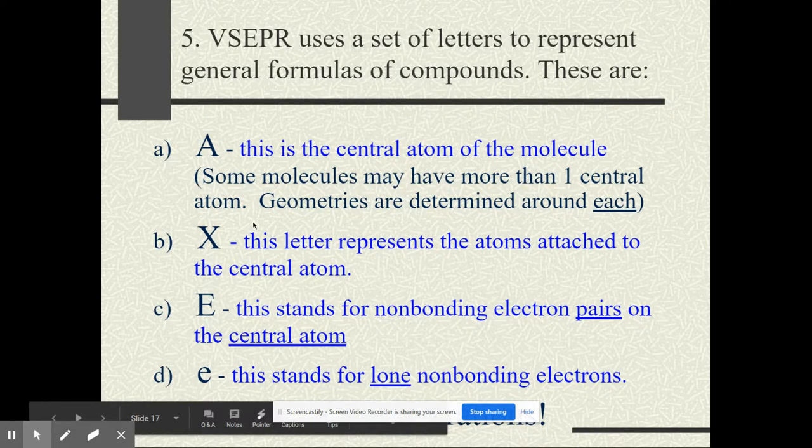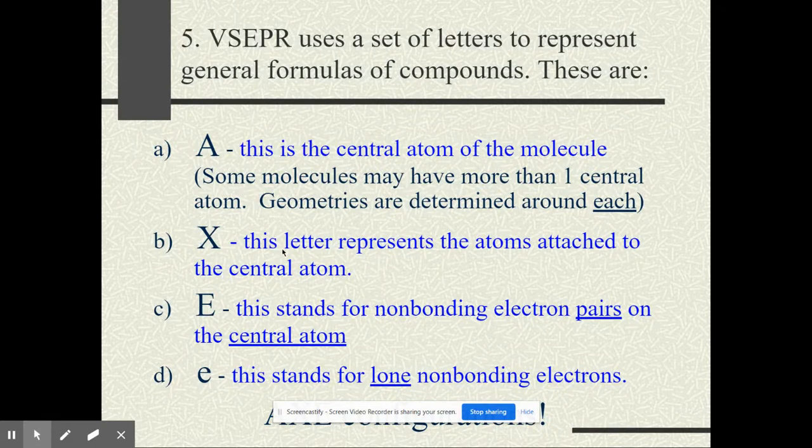Hey guys, I just want to review the AXE configuration with you, and then I would like to start talking about shapes. So last week we talked about the AXE configuration. A, again, is the central atom, and there may be more than one of those, meaning it's not on the end or on the top or the bottom. X is the atoms that are attached to the central atom. So if there is a bond, that would be an X, right? So CH4 would be AX4.